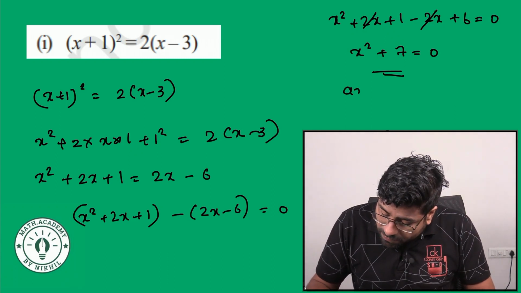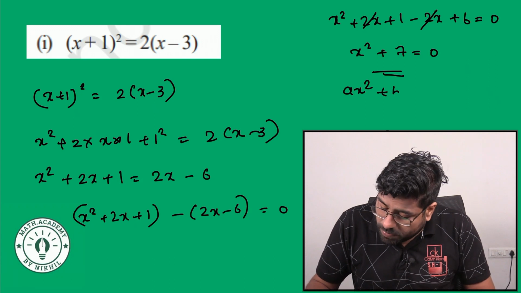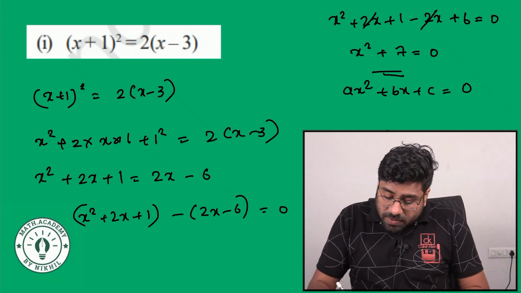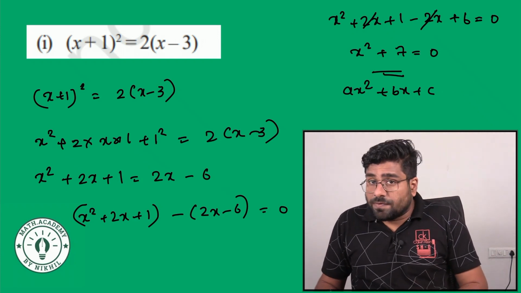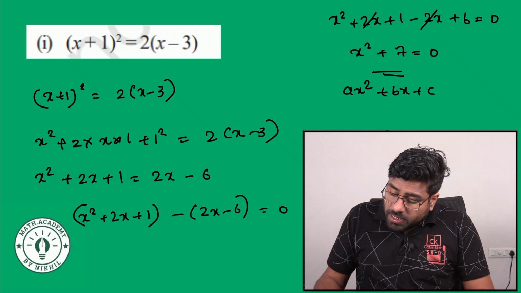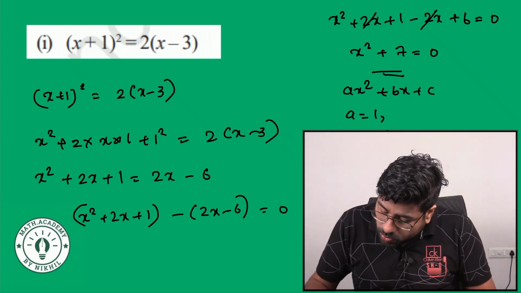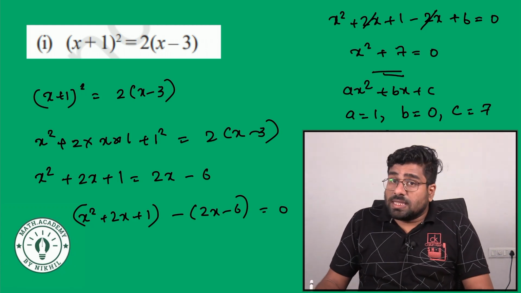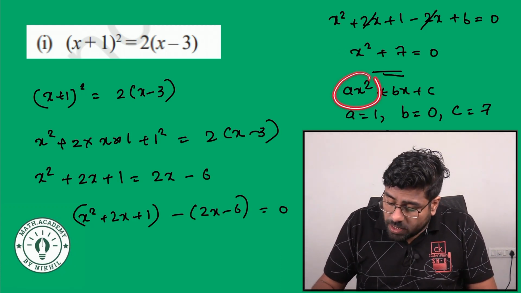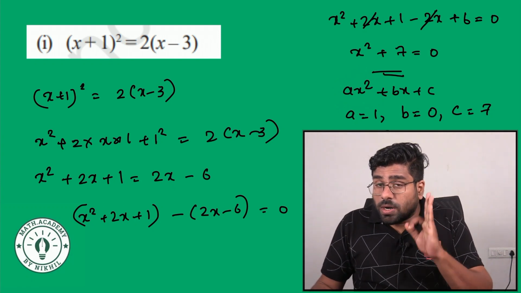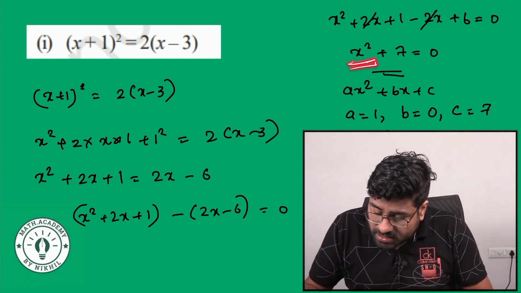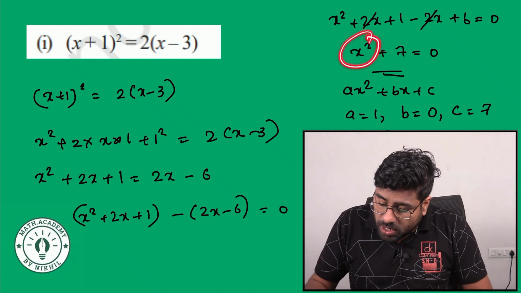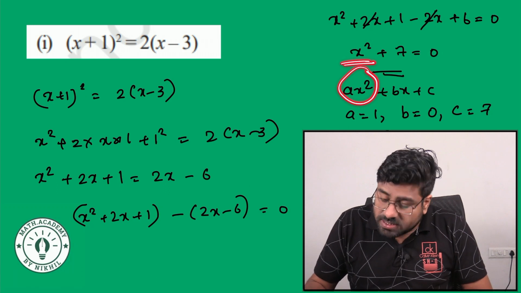We know that the general form of a quadratic equation is ax square plus bx plus c is equal to 0. In this particular case, a is equal to 1, b is equal to 0, and c is equal to 7. So we can say that this still keeps the form of a quadratic equation. Why? Because in quadratic equations the highest exponent of the variable must be equal to 2, and we can see that in this expression also.